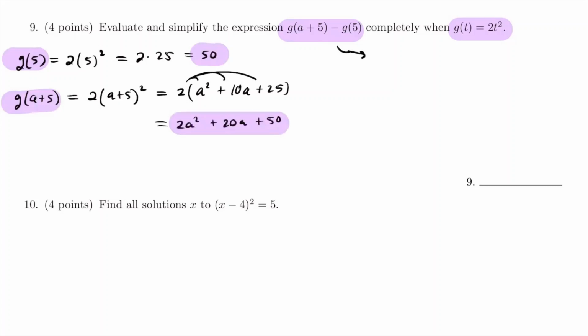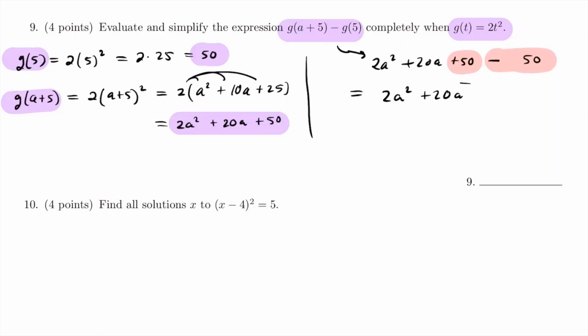And then when you want to compute this difference, you simply take the second answer, which is 2a squared plus 20a plus 50, and you take away g of 5, which is just 50. And then here we can distribute the negative, so that's just minus 50. And here we see that these guys will cancel out. So all of this will just simplify to 2a squared plus 20a. So that will be the expression for g of a plus 5 minus g of a.